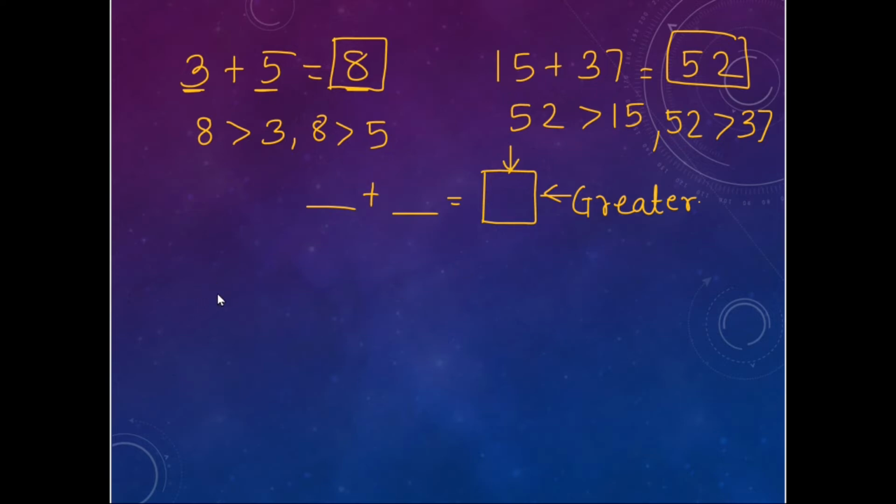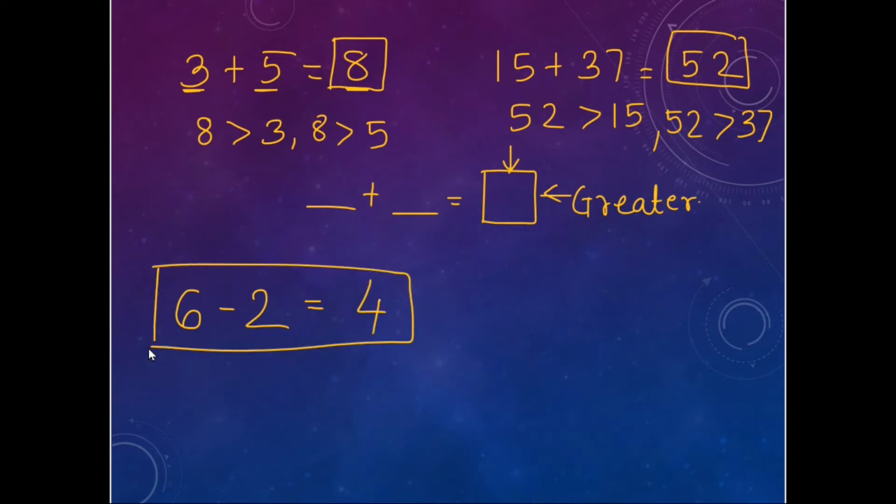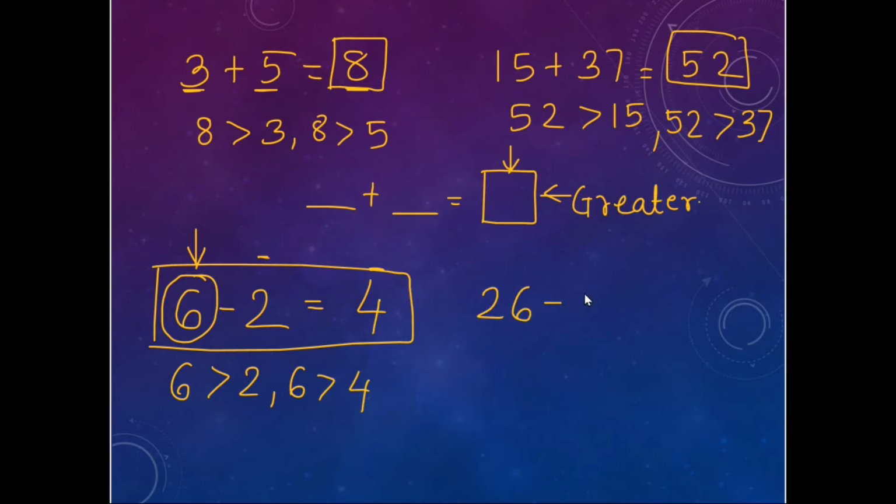Now let's see what happens in subtraction. Let's take two small numbers as an example. Suppose I have 6, from that I am taking away 2. 6 minus 2 is equal to 4. In this subtraction statement, you will see that the first number 6 is greater than the remaining two numbers. So 6 here is greater than 2 and is also greater than 4, the difference that you are getting. Let's take another example to understand it better. Suppose I have 26, from which I am subtracting 12. The answer here is going to be 14.